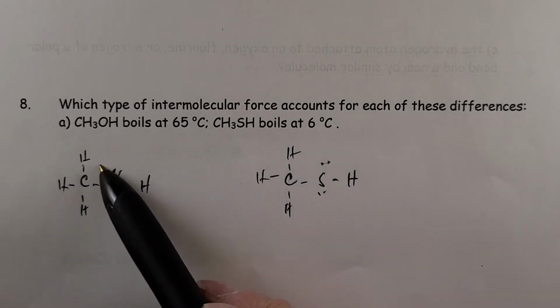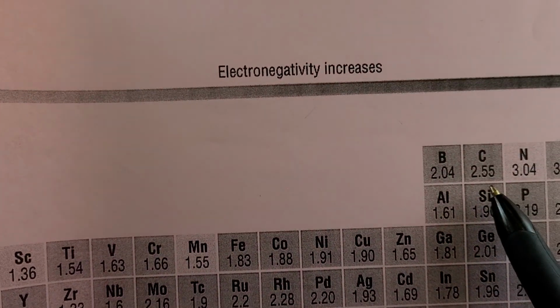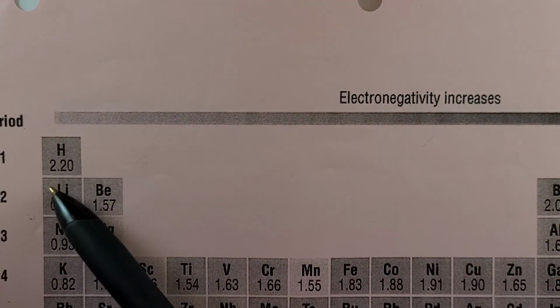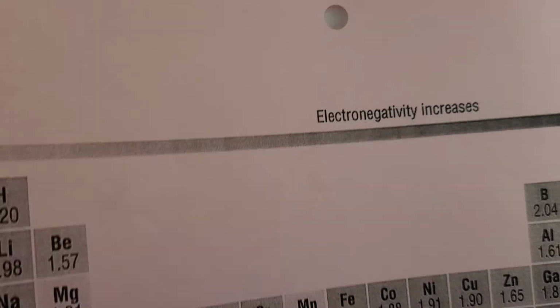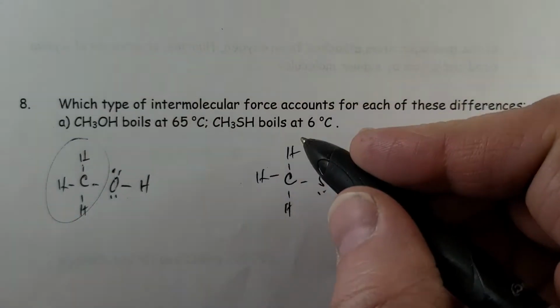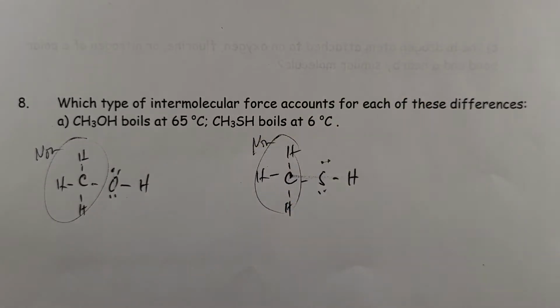So if we look at carbon, again, as I mentioned, carbon and H. Carbon has an electronegativity of 2.55. H is 2.2. So if we subtract that, I'm going to get 0.35. So yes, virtually non-polar. So there's a non-polar section there.